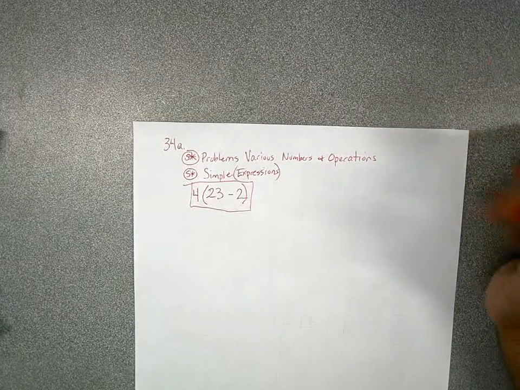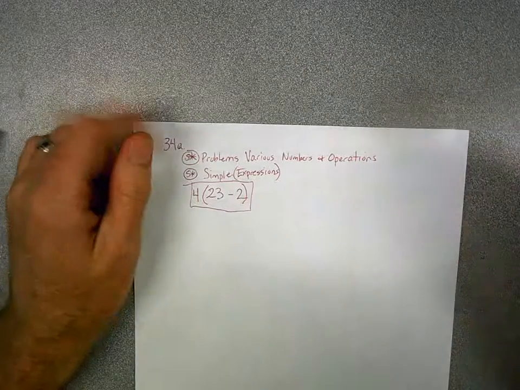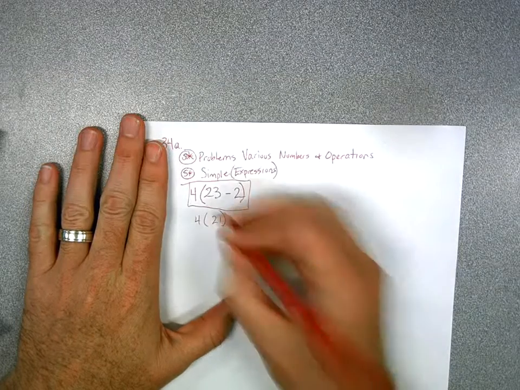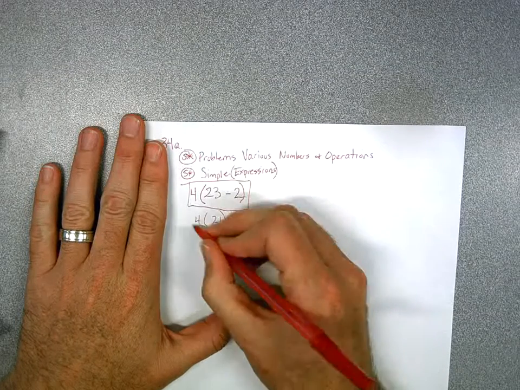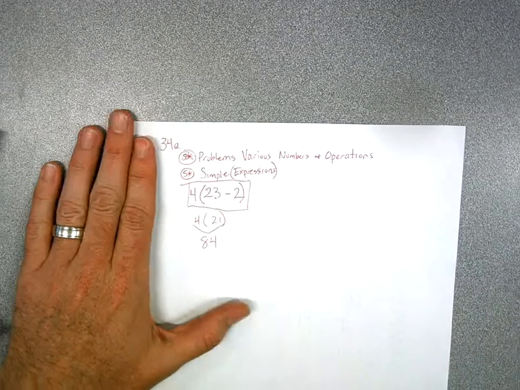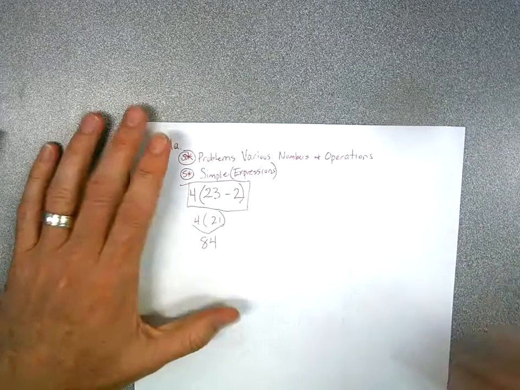Now we're going to go ahead and simplify it. So now you can do the 21, and probably most of you can do this in your head, right? We did the parentheses first, and now all we have left is multiplication. A nice, expensive pair of jeans.